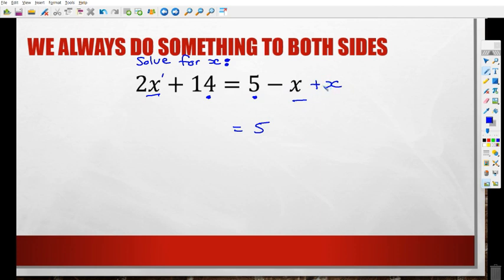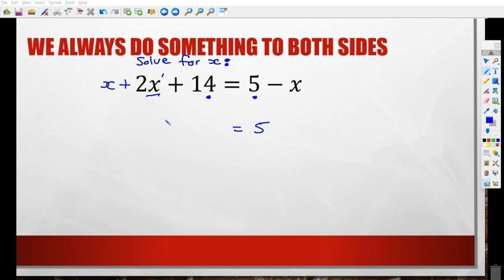I need to do it on my left as well. I need to add an x on this side as well. Okay, now can you see, if I take this away, can you see how teachers now teach? You just take this negative x across and it becomes positive. That's what they teach.